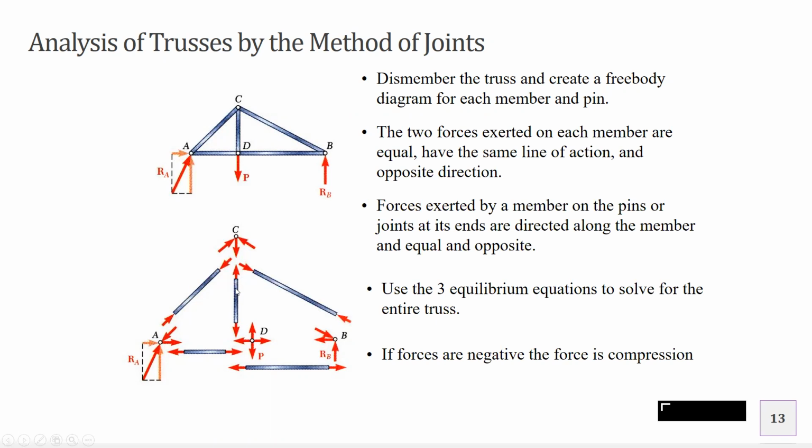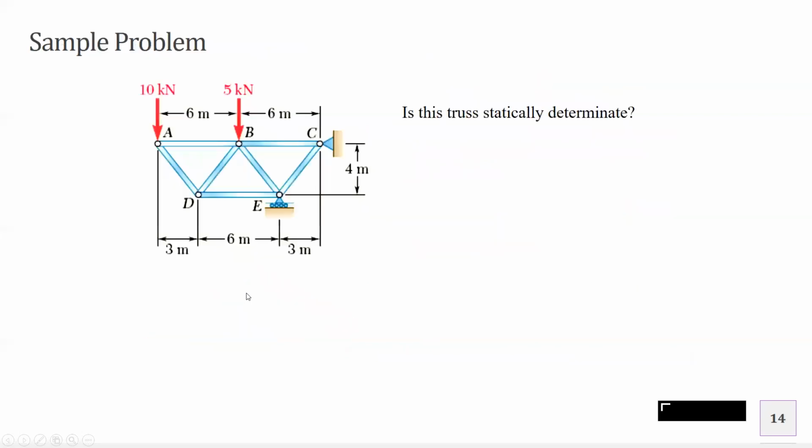And the force on this one is going to be the same on this pin, and also the same down here. So they're always equal and opposite if they're pulling apart or compressing. Now we can use the three equilibrium equations from the previous video to solve for the entire truss. Now, I want to emphasize this. If the forces are negative, that means the member is under compression, so the forces are going to be inward here. And if they're positive, they're going to be outward. We always assume that they're being pulled apart unless the numbers come out as a negative number.